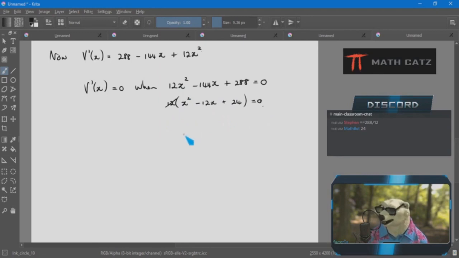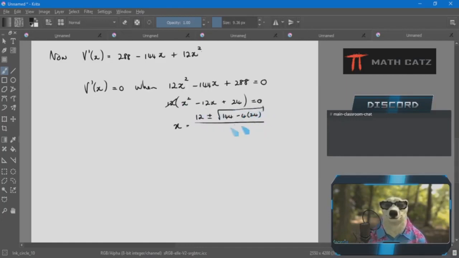Now, I don't see how to factor it. The quadratic formula will always work. So why spend time more than a few seconds? So negative b is 12 plus or minus square root of b squared is 144 minus 4 times a, which is just 1, times c, which is 24, over 2 times a, which is again just 1.